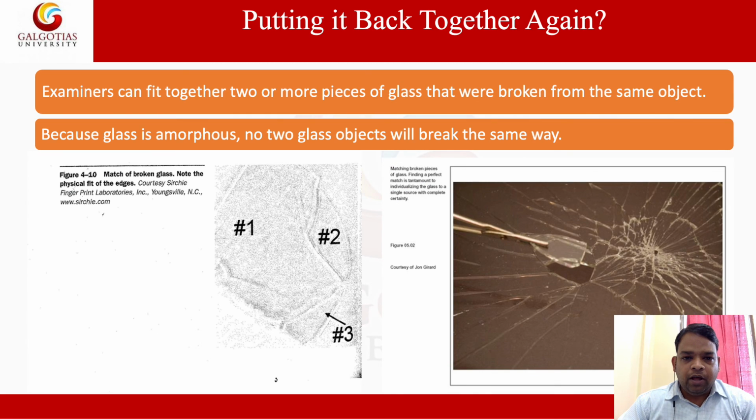Putting it back together again. Examiners can fit together two or more pieces of glass that were broken from the same object. Because glass is amorphous, no two glass objects will break the same.